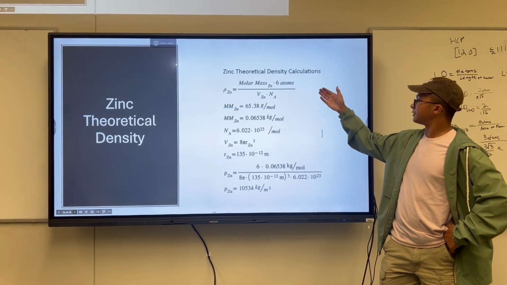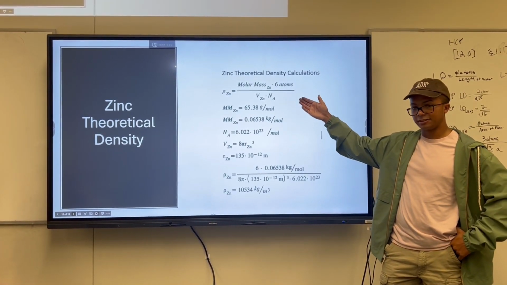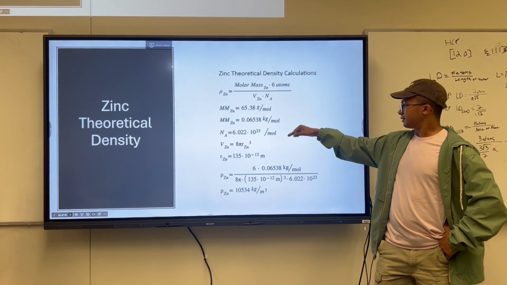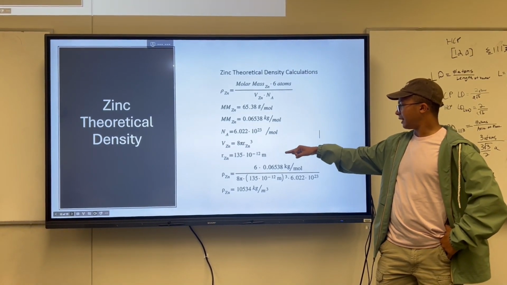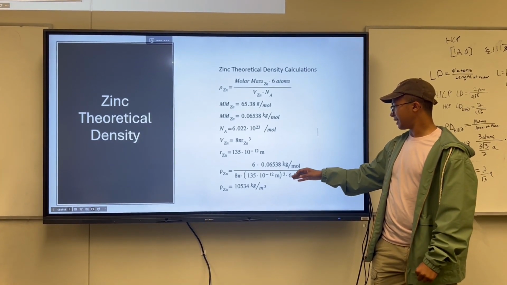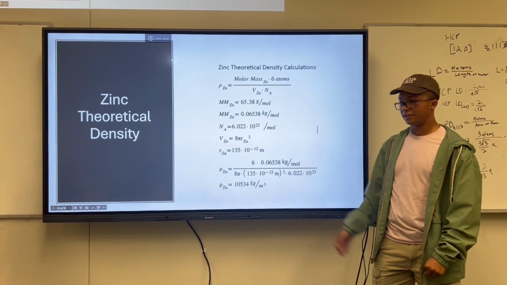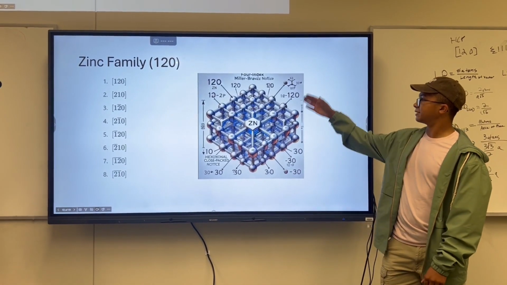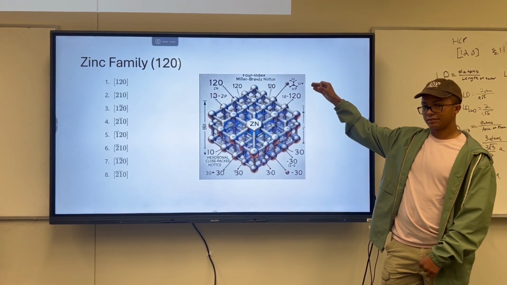Then find the theoretical density. Same thing as copper before. You need the molar mass, which is here, Avogadro's number, a constant, and the radius of zinc, which you have to look up. And this one was about 10,500 kilograms per meter cubed. Then here's the 120 family for zinc.